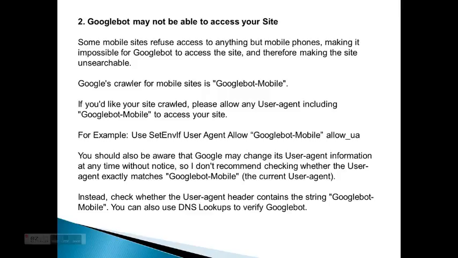You should also be aware that Google may change its user agent information any time without notice, so I don't recommend checking whether the user agent exactly matches Googlebot-mobile, the current user agent. Instead, check whether the user agent header contains the string Googlebot-mobile. You can also use DNS lookups to verify Googlebot.